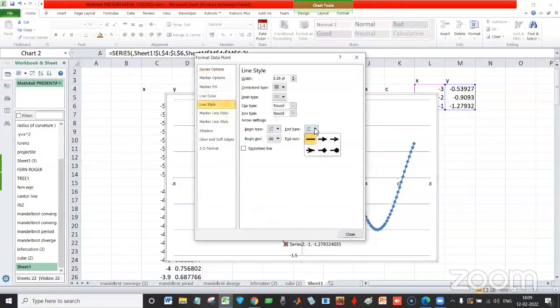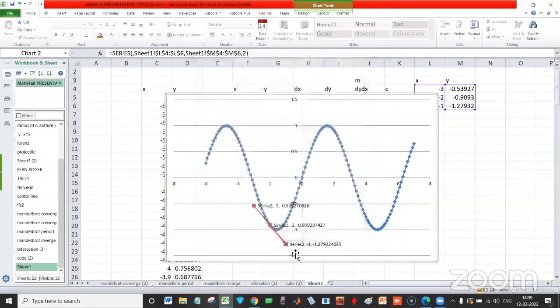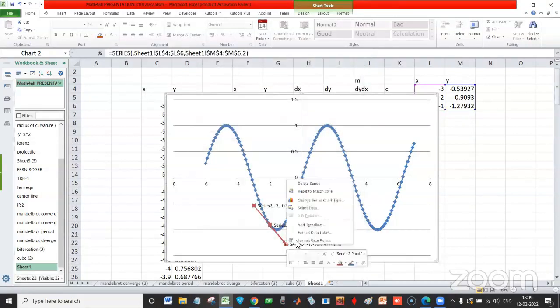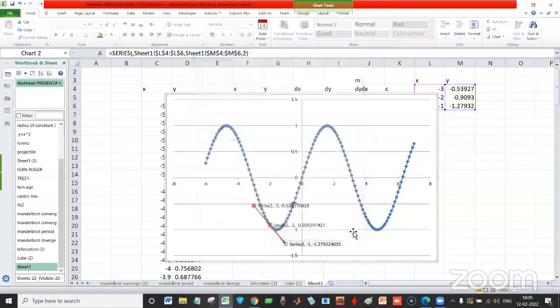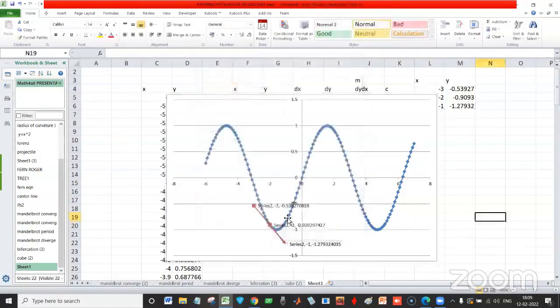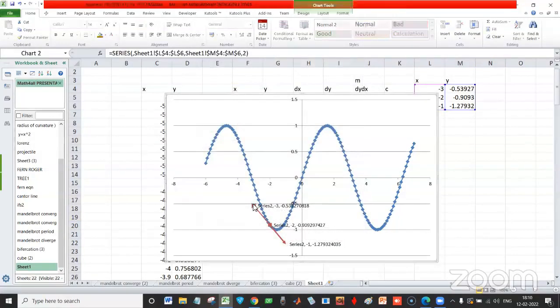Style, then in the end of the line you can add some arrow to show that it is a tangent towards this, and you can remove the marker, option none. So this is your tangent line. Here also you can remove the marker lines.